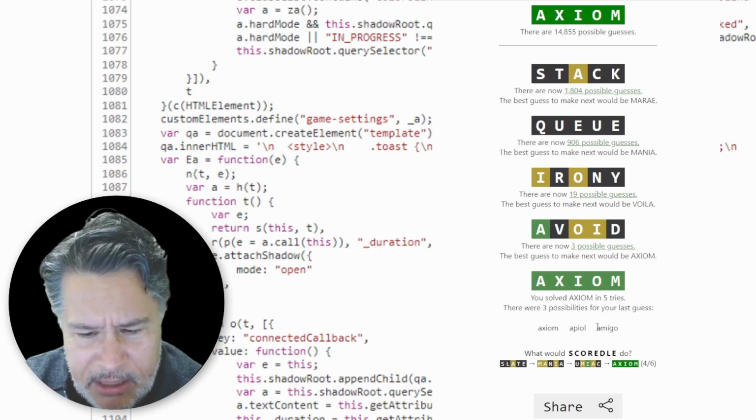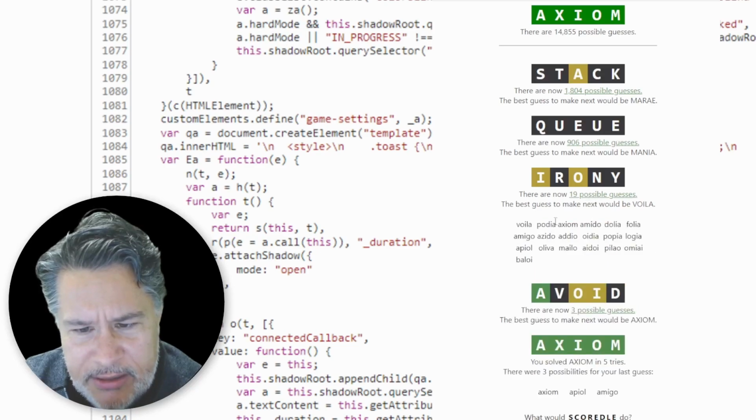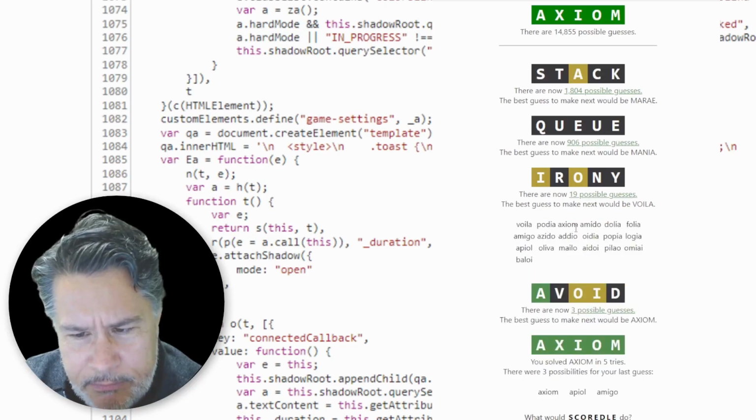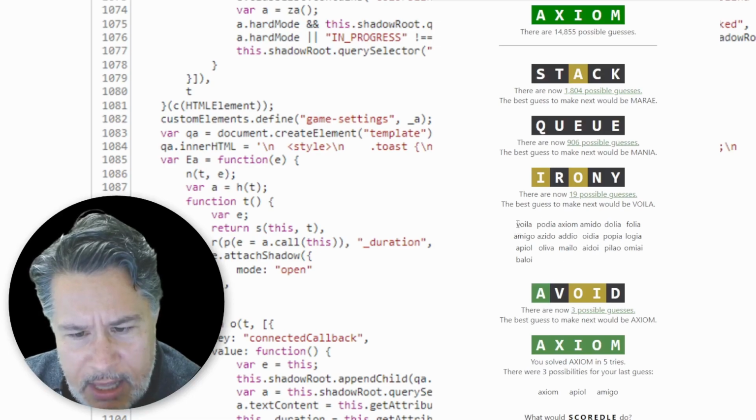Oh, it could have done amigo. That's cute. But it only wanted axiom after that. And how many other options did I have with the irony? So I had voila, axiom. I'm only reading off the ones that I know and seem reasonable. Oh, that's it. All these others are just crazy. Absolutely crazy. So there you have it, guys. So yeah, voila and axiom should have been considered.